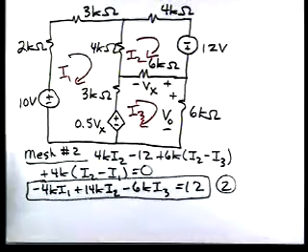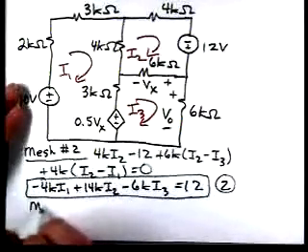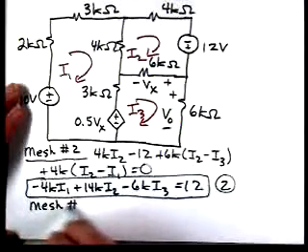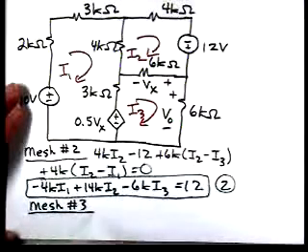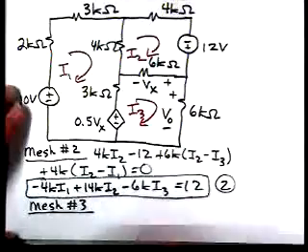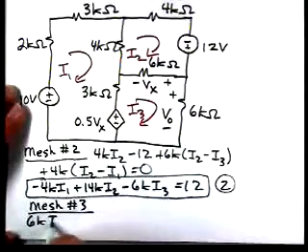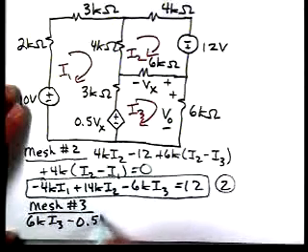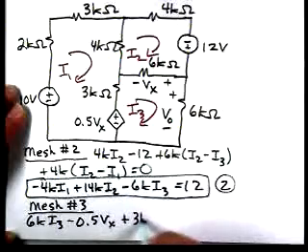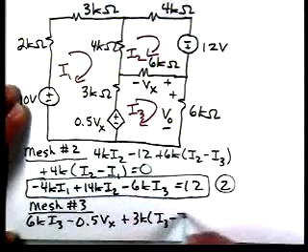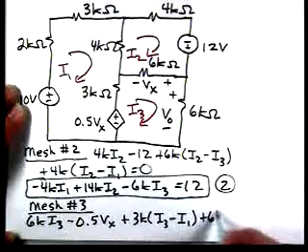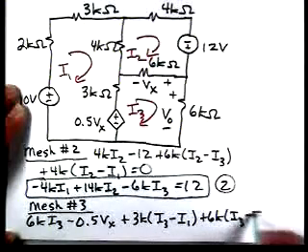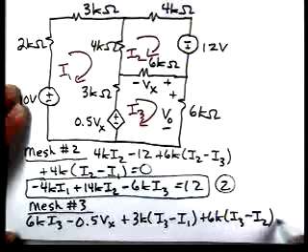Now for mesh 3, we start off, we have 6K I3. We come around, we have minus 0.5 Vx plus 3K times I3 minus I1 plus 6K times I3 minus I2 equal to 0.